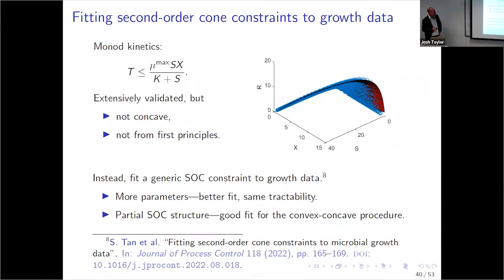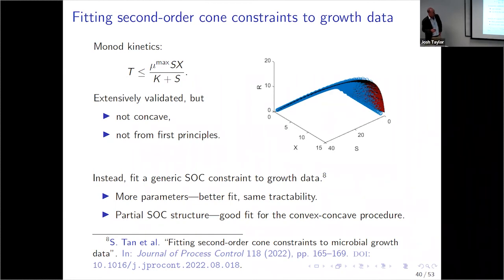So the Monod kinetics, it's extensively validated over time. It's established. The mu max and K have important physical meanings, but it's not computationally great because the kinetics are not concave. And it doesn't actually come from first principles. So there's nothing really sacred about it. So instead, one thing we can do is say, what if we just have generic growth data? We can just fit a general second order cone constraint.